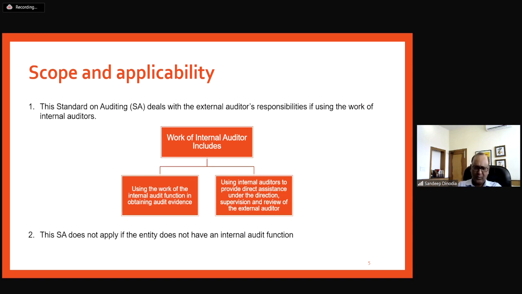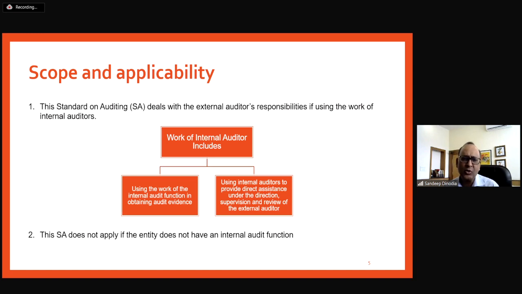This is one way we are going to use the internal auditor's report. The second way is where we are allowed to use the internal auditors to provide direct assistance to the external auditor while performing the external audit, under direct supervision and review of the external auditor. He becomes a part, an adjunct of the external auditor and performs certain services and audit processes on our behalf and submits a report directly to us, which helps us form an opinion again.